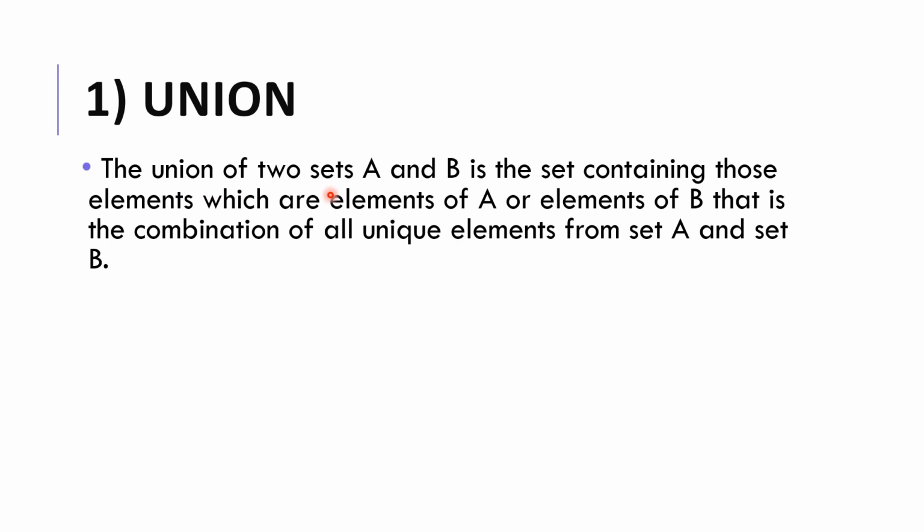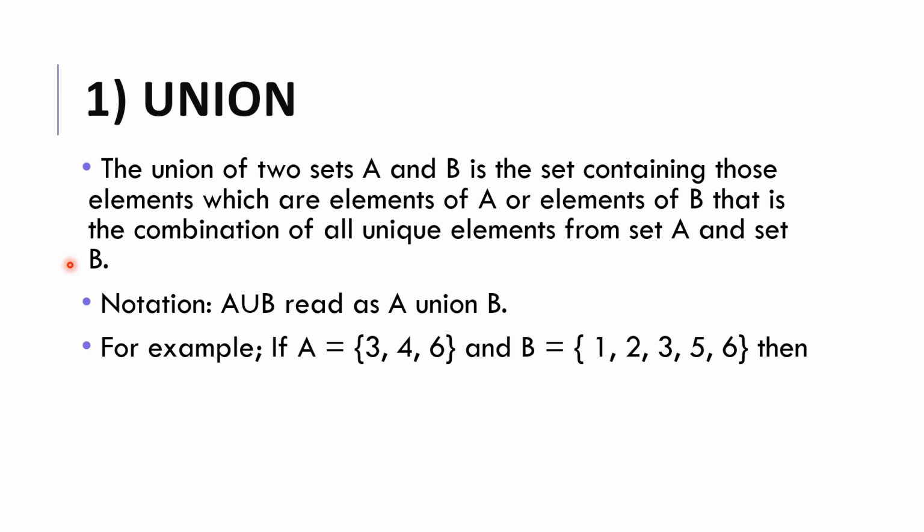First one is union. The union of two sets A and B is the set containing those elements which are elements of A or elements of B. That is the combination of all unique elements from set A and set B. Here is the example. Now look at the definition: what is the union? The union is just the combination of all the unique elements, meaning not repeating an element, only one time, from set A and set B.